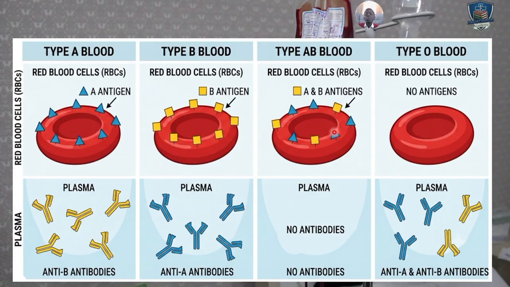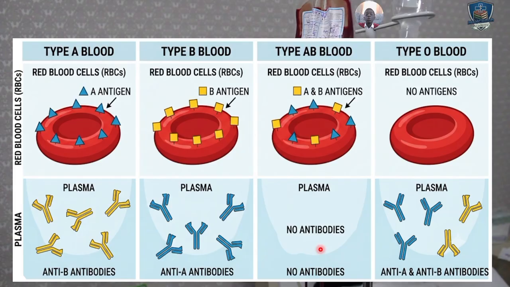When it comes to AB, we always regard this as a universal recipient, because remember, when I say recipient, look at the antibody. This recipient doesn't have an antibody, so they can receive any blood, because their plasma doesn't have any antibody to react with an antigen. So type AB is always regarded as a universal recipient. To be more specific, I can say AB positive.